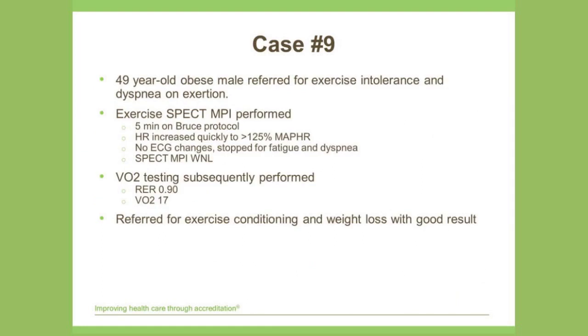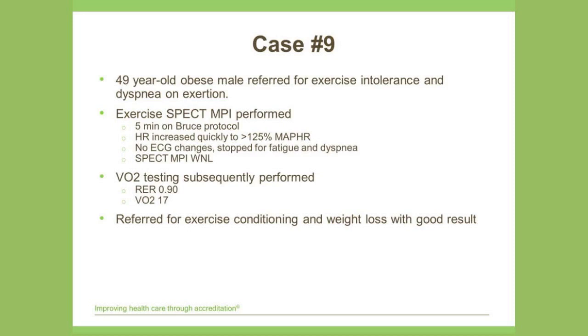Case number 9, a 49-year-old obese male referred for exercise intolerance and dyspnea on exertion. So he underwent an exercise SPECT MPI and went 5 minutes on the Bruce protocol. He had a marked increase in his heart rate, no ECG changes. He stopped for fatigue and dyspnea, and his SPECT was normal. So we thought that this patient was likely to have exercise intolerance.